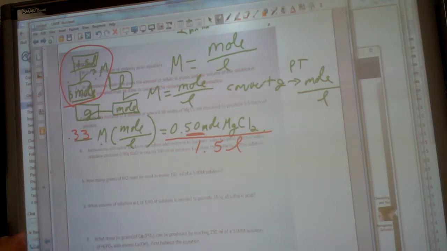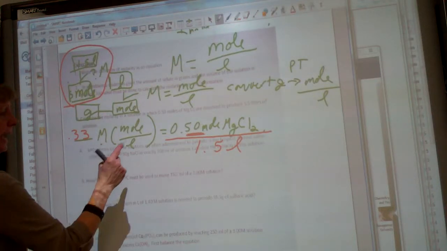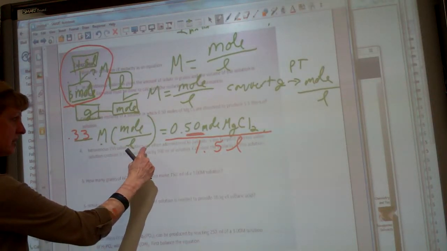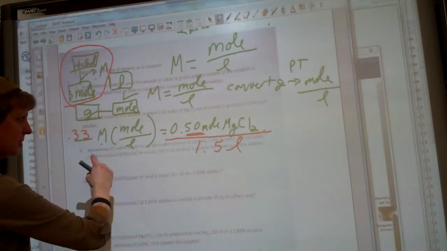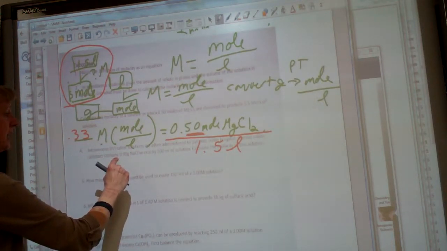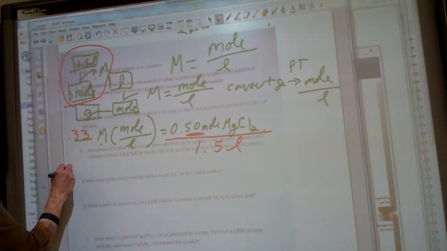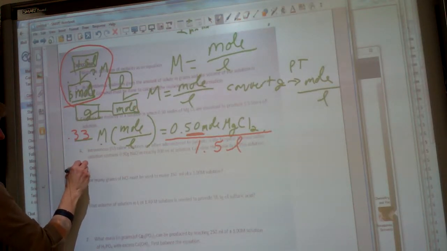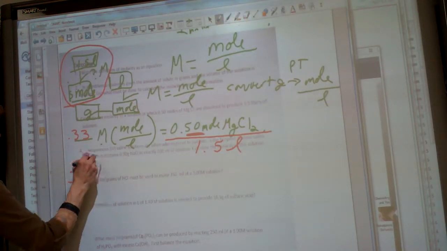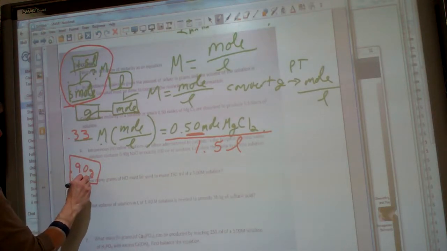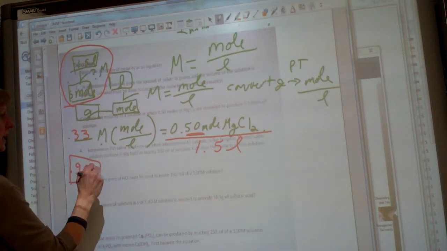IV solutions. I don't know if you've ever been in the hospital, but if you're going for surgery or you're dehydrated, first thing they do is hook up an IV. Most of the time it's salt. That's what they're throwing into you. You get your salts off balance. IV solutions administered in the hospital. Normal saline contains, I draw the box right away and put my numbers in, 0.90 grams of NaCl in exactly 100 mL.